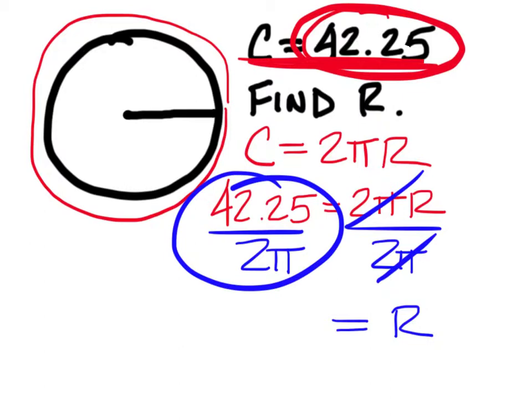66.366. Now let's do it the right way. Type in 42.25, divide by, and then hit a left-hand parenthesis, then 2, pi, and right-hand parenthesis. What do you get back? You should get back 6.724296 and so on, but we're going to round this to the tenths place, so you should get an answer of 6.7.